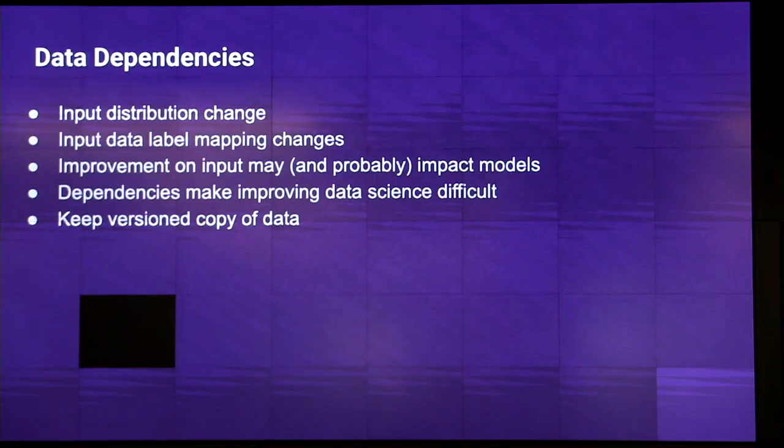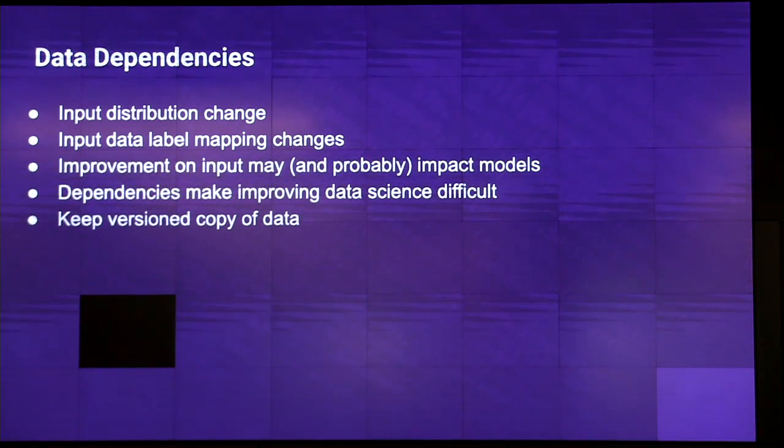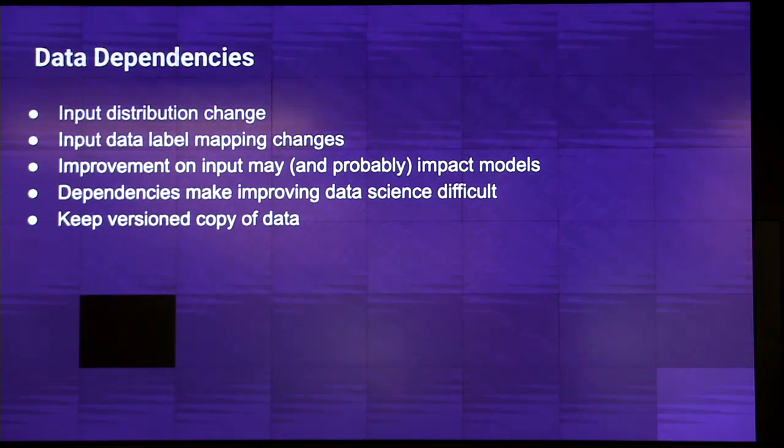So data dependencies are very important, and without understanding or keeping track of your data dependencies, your iteration becomes slow. A common practice here is keeping a burden copy of your data. People sometimes think that solves the problem, but it helps reproducing your experiment, not really the iteration of your model development.